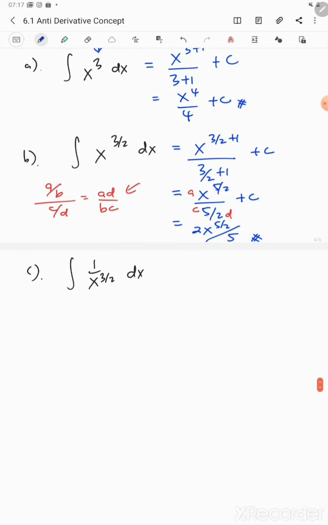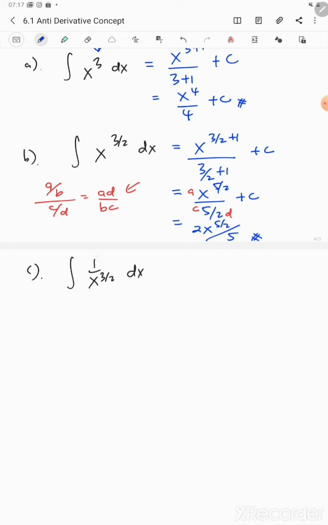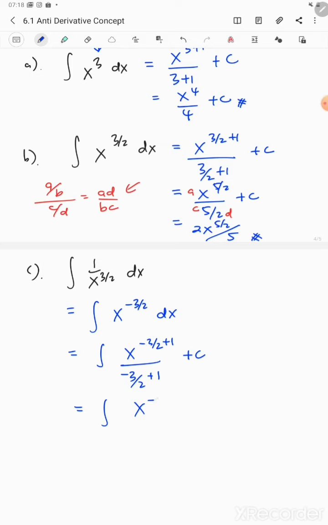Next we proceed to example C. The question is the integral of 1 over x to the power of 3 over 2 dx. So now what you have to do is bring x up, and then this is x to the power of negative 3 over 2 dx. Integrate this. Remember the power, you have to add 1 and divide by negative 3 over 2 plus 1, plus c. If you press the calculator, negative 3 over 2 plus 1, the answer is x to the power of negative 1 over 2 divided by negative 1 over 2 plus c.